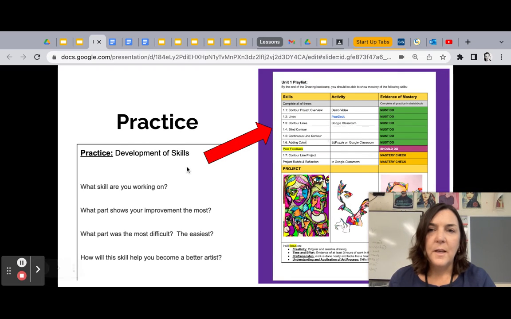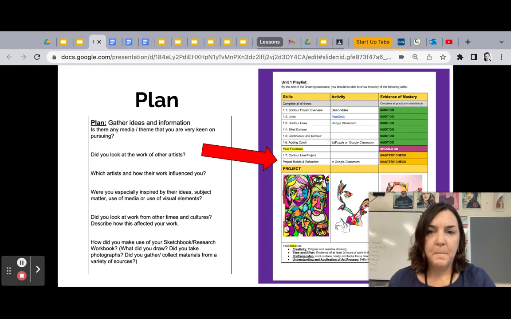The first section of the handout has questions for practice. Practice means simply the development of skills. You'll see in each art unit there are opportunities to learn and practice the skills that you will need to complete the project. For example, in a drawing project, you might need to learn how to sketch or shade. So, for example, if you spent the day on lessons 1.3 and 1.4 in this unit, learning about practicing contour and blind contour drawings, you could circle practice and answer one of the questions in this section, such as what skill are you working on, what part shows your improvement the most. You can read the rest on your own.